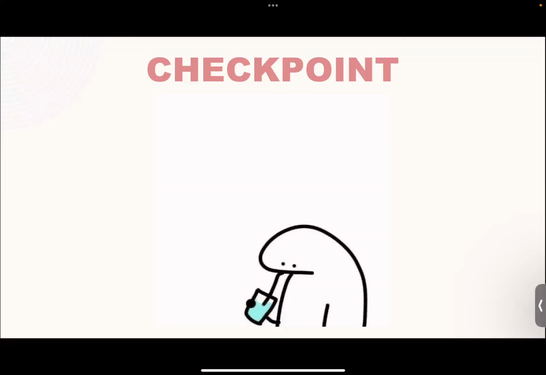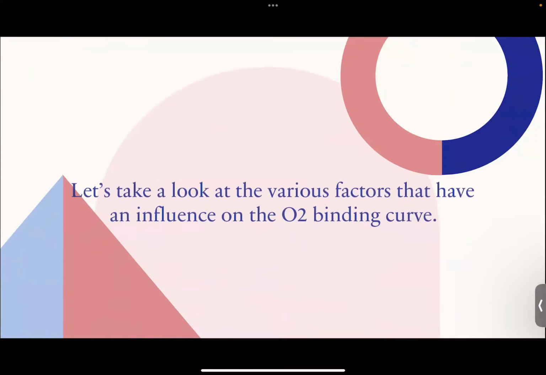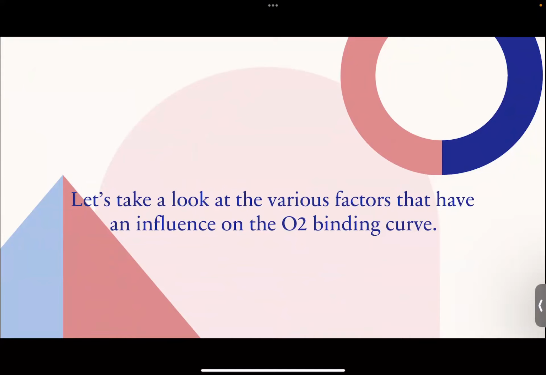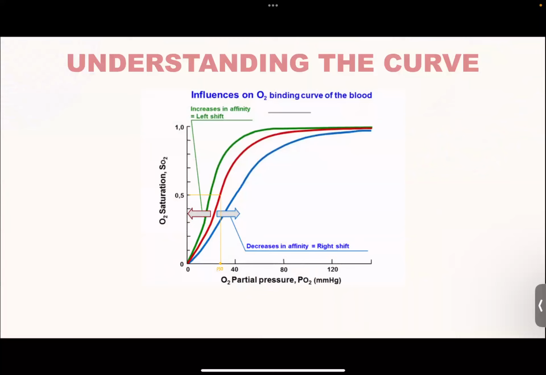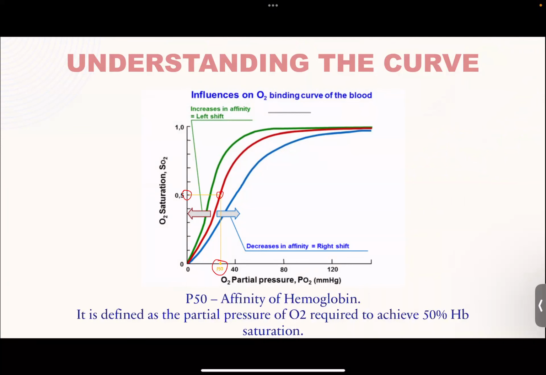So we saw the graphs. Now we're going to look at the different factors that will affect the graphs, right? Because we have a lot of things that are always going on in our body. So let's understand the graph even better. This is a saturation graph, and the red one is the normal one. And we said this is our P50 value, right? And P50 value tells us what? P50 value tells us about the affinity of hemoglobin. So it's basically the partial pressure of oxygen that is required to achieve 50% hemoglobin saturation.